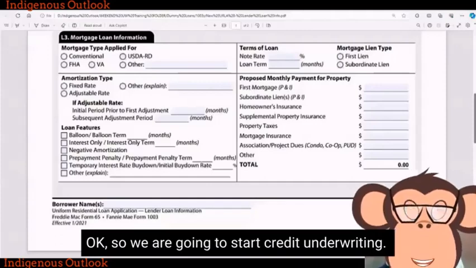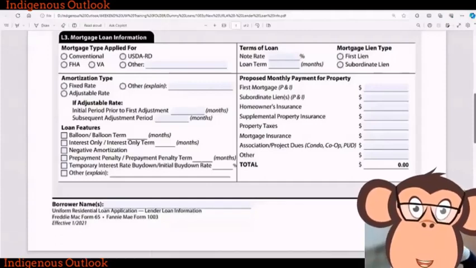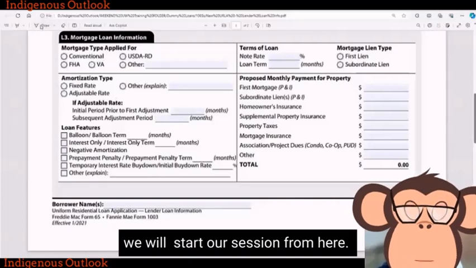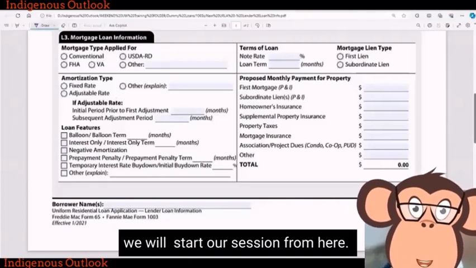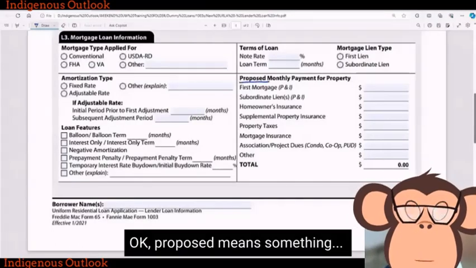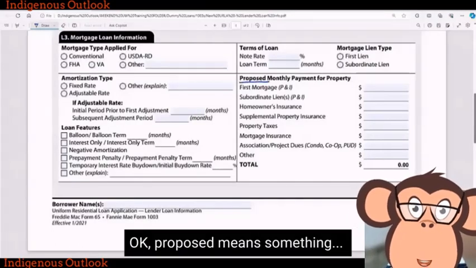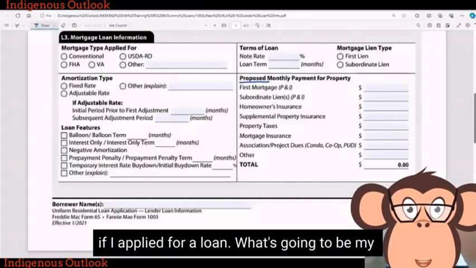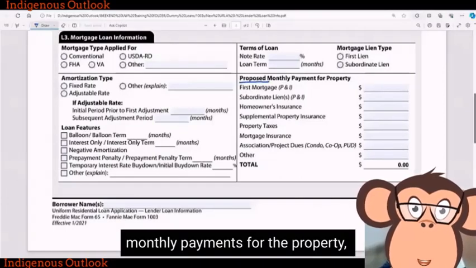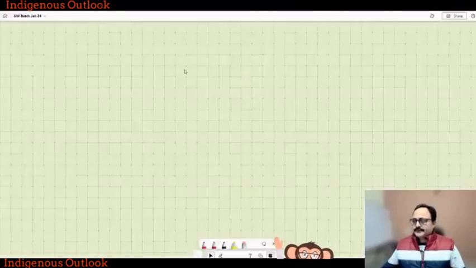Start credit underwriting from today onwards. Okay, and we will start our session from here. Proposed monthly payments for property. Proposed means, if I applied for a loan, what is going to be my monthly payment for the property?